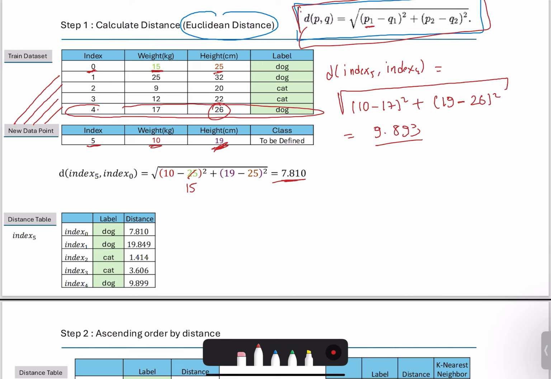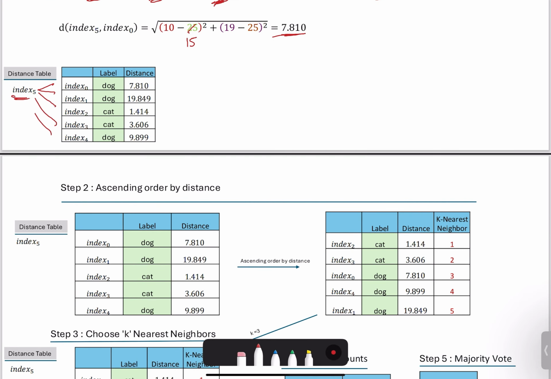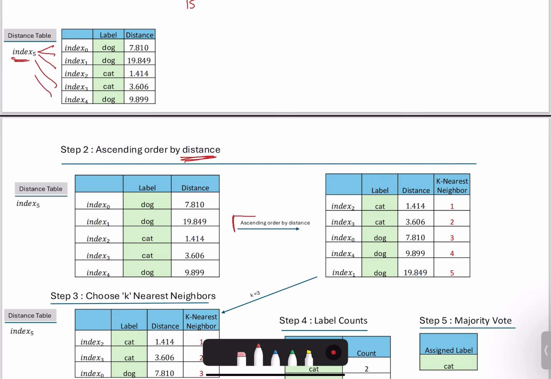Once you have calculated the distance between the new data point and all the data points in the training dataset, you go to the second step: order the distance table in ascending order by the calculated distance. The main idea is that we consider the closest training data points to the new data point. The closest one is index 4 with 1.41, the second is index 3 with 3.61, and the farthest data point in the training dataset is index 1 with 19.8049. So we sorted by distance.